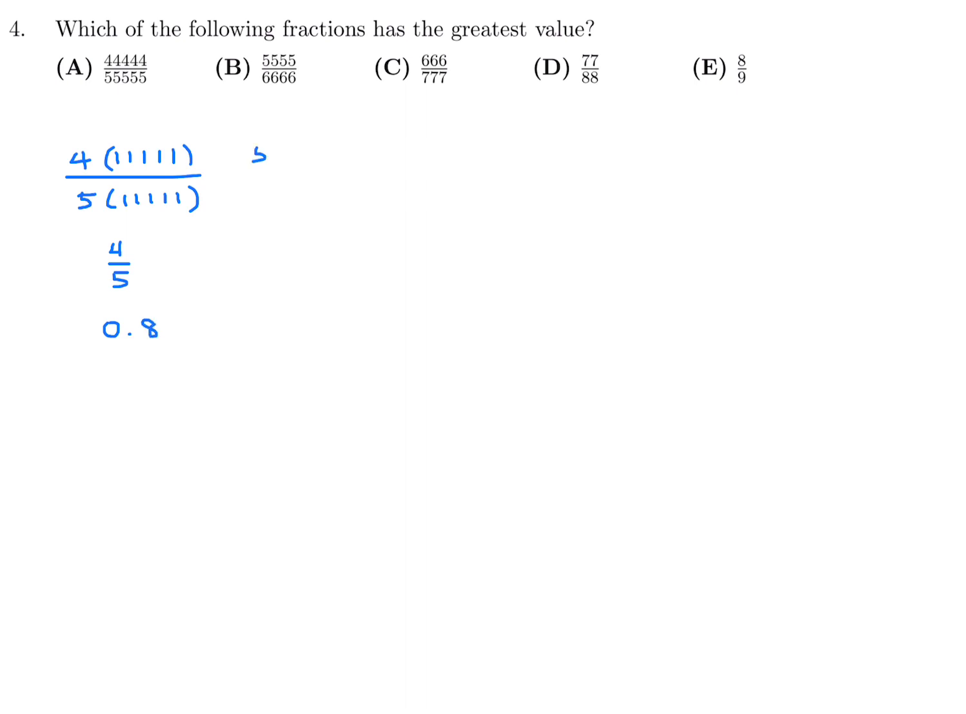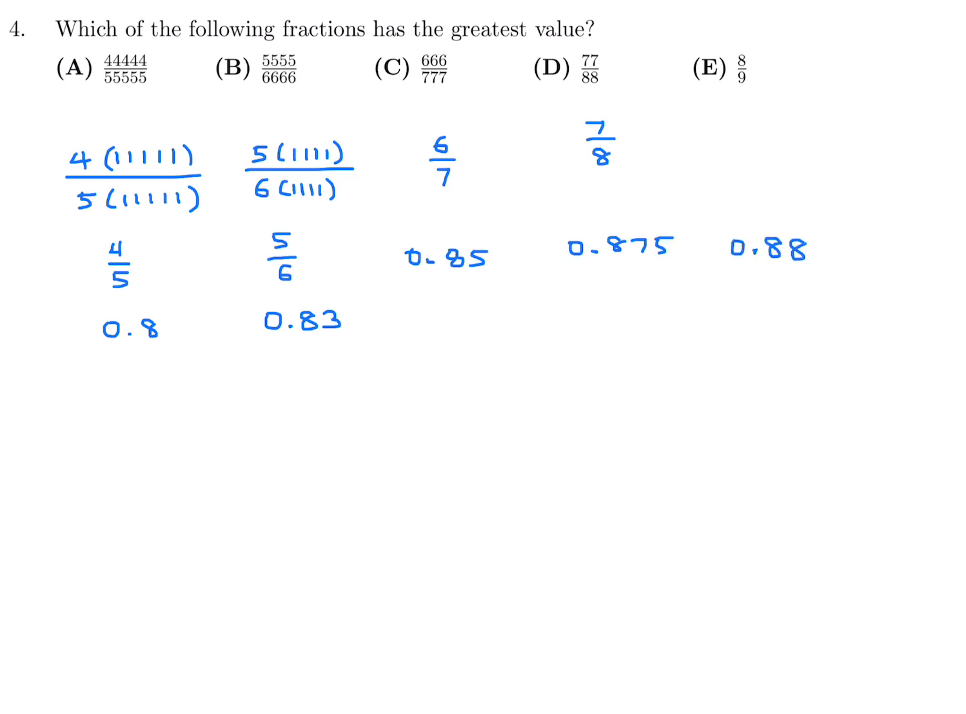In a very similar way, when you factor out the 5 and the 6 from the numerator and denominator, you get 5 over 6. And that is approximately 0.83. You get the hang of this now. This will be 6 over 7, and that is approximately 0.85. This is 7 over 8, and that is 0.875. And 8 over 9 is 0.88. So obviously the largest one is choice E for number 4.